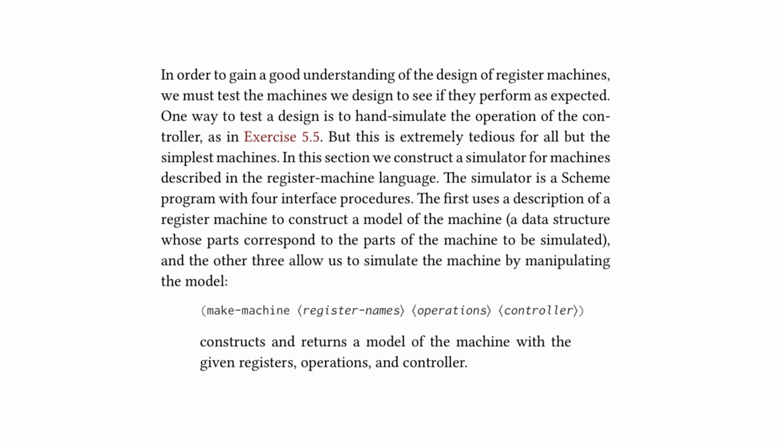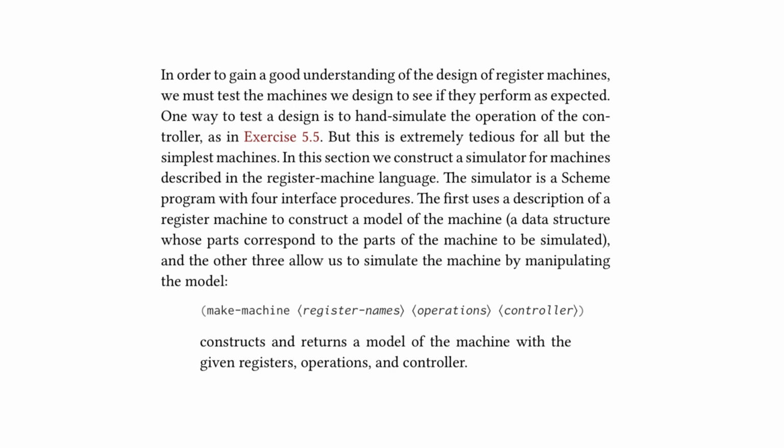In this section, we construct a simulator for machines described in the register machine language. The simulator is a Scheme program with four interface procedures. The first uses a description of a register machine to construct a model of the machine, a data structure whose parts correspond to the parts of the machine to be simulated, and the other three allow us to simulate the machine by manipulating the model.